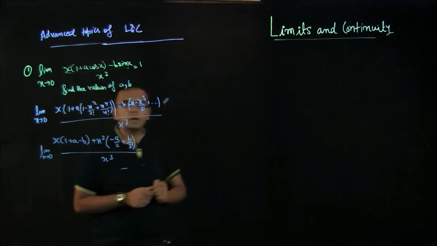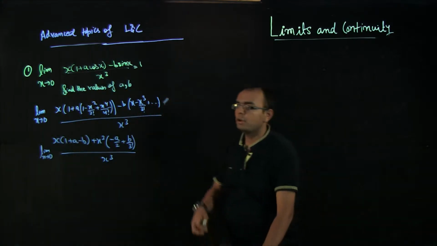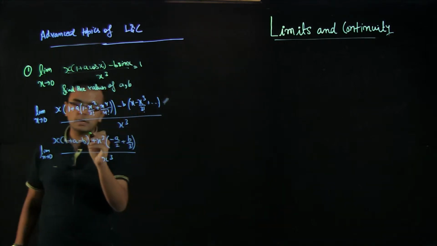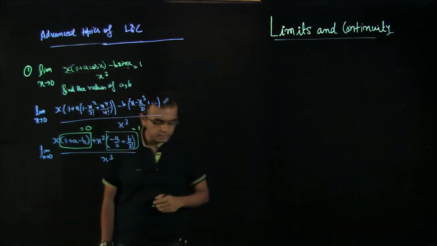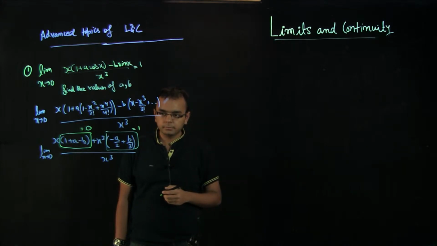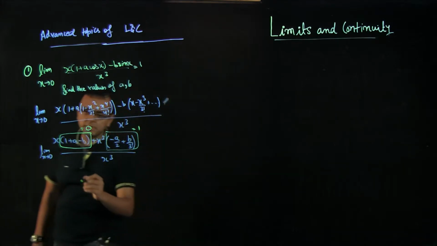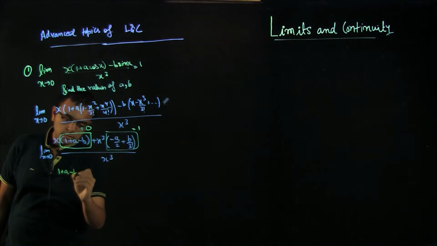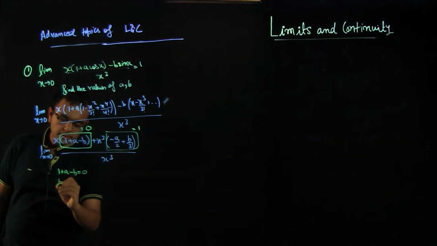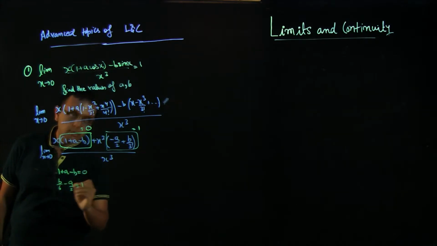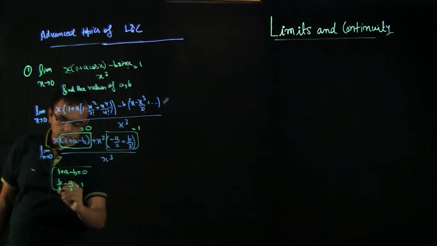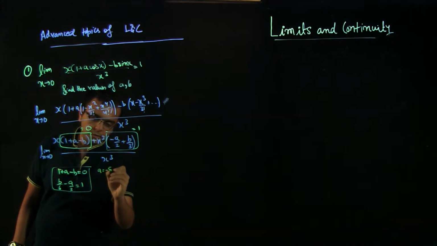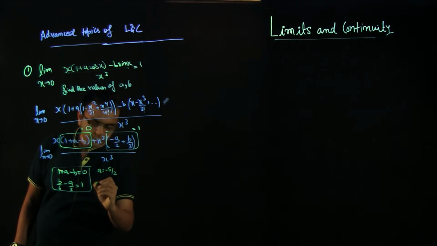Of course, that was what we had done initially also, that lowest powers will get cancelled. So the idea is that this should go to 0 and this should be equal to 1, because the higher powers wouldn't really matter. So 1 plus a minus b is equal to 0, and b by 6 minus a by 2 is equal to 1. Then if you solve the two equations in two variables, you will get a equal to minus 5 by 2 and b equal to minus 3 by 2.